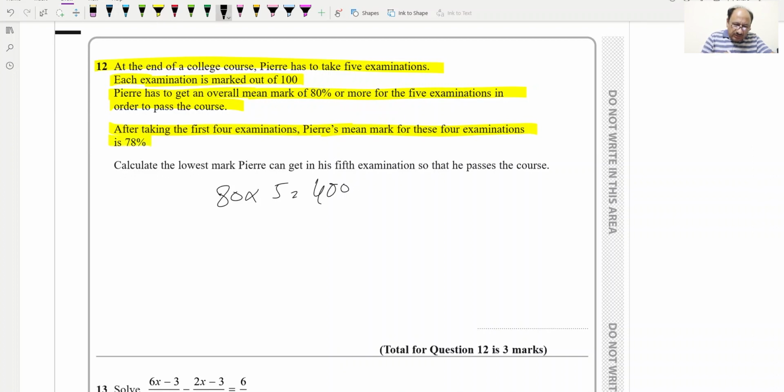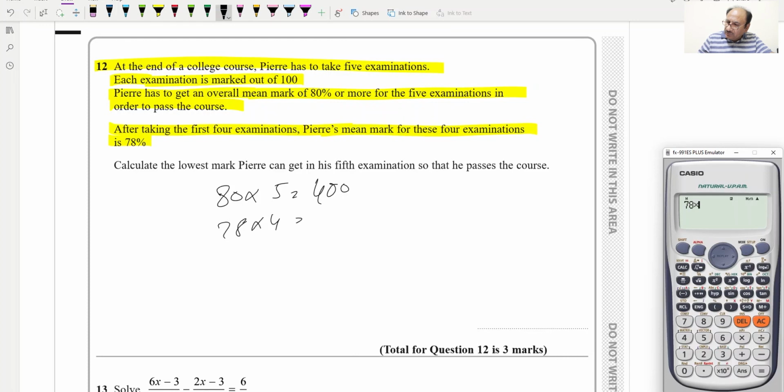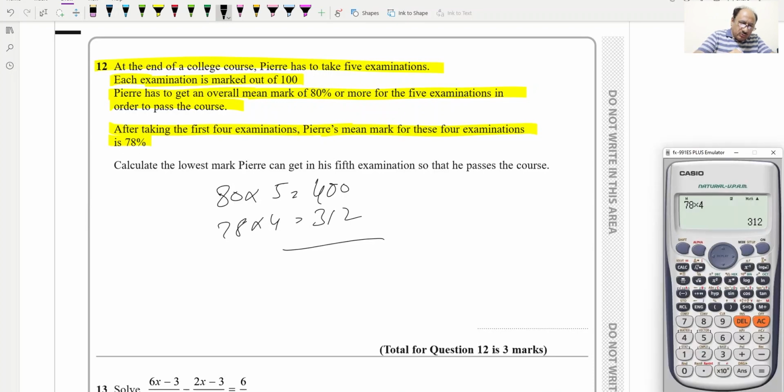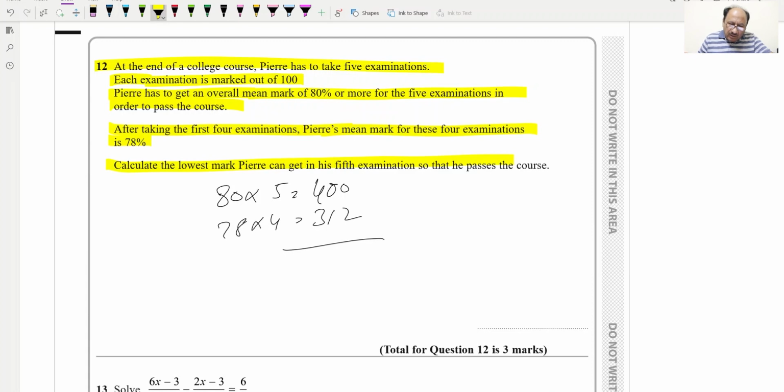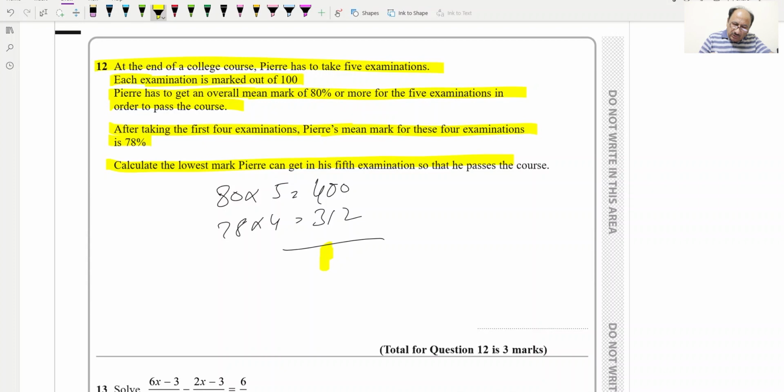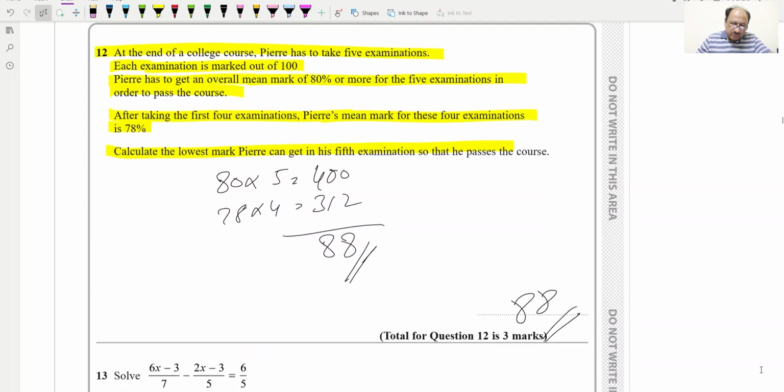So 78 multiplied by 4 is equal to 312. So we need to calculate how many marks are lacking. Calculate the lowest mark he can get in his 5th exam so that he passes the exam. So 400 minus 312 is equal to 88. So 88 marks will be required. This is the answer which we can provide, and it's a 3-mark question.